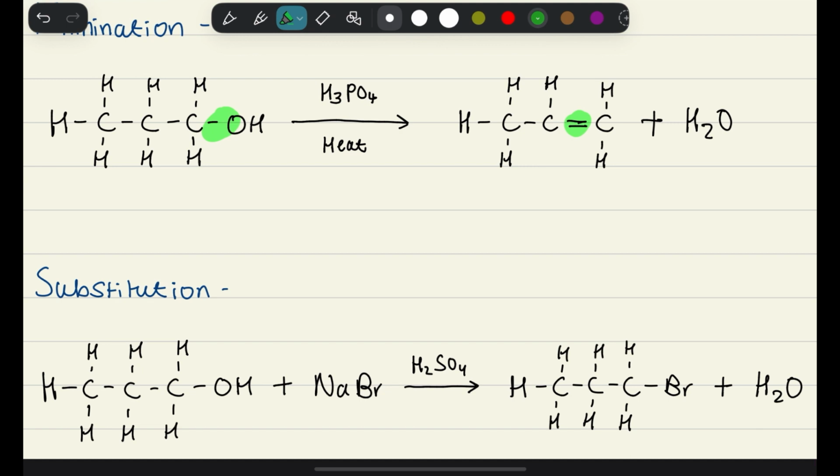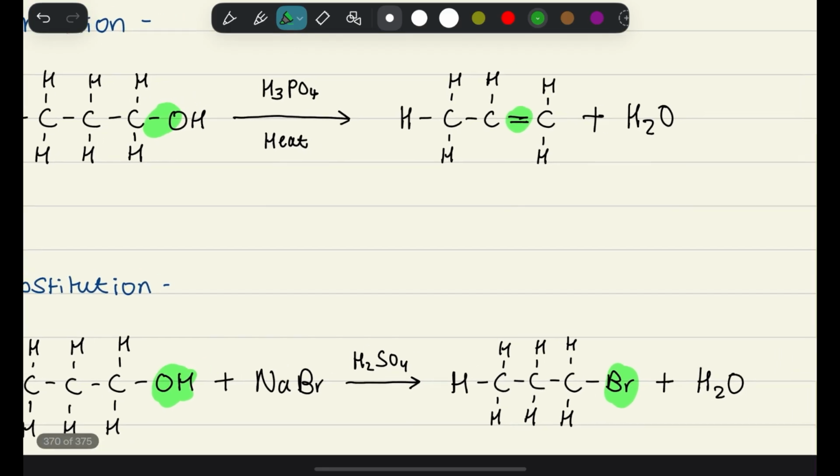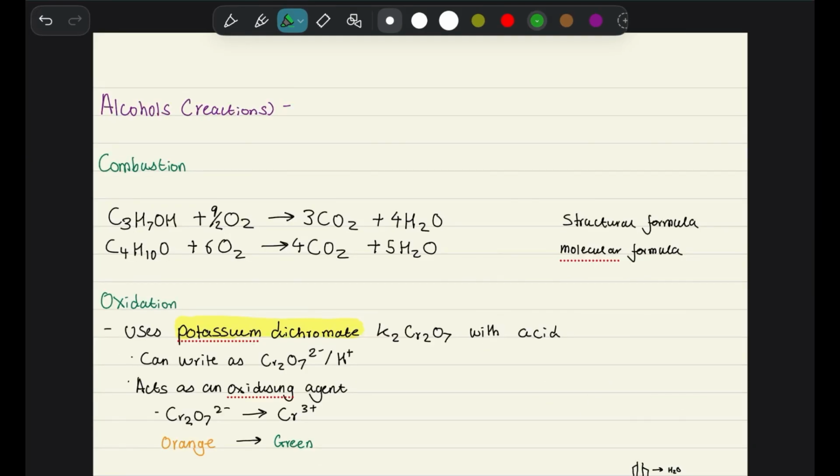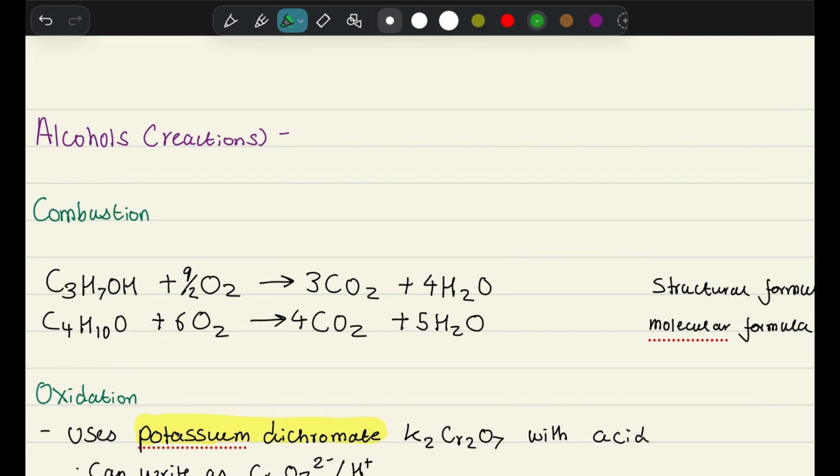Substitution happens as well. Substitution normally happens with sodium halides. I've used sodium bromide here, but you could have used sodium iodide, sodium chloride, whatever you want. What's happening is this OH group gets replaced by bromine or by whatever halogen you used. Yeah, and it also forms water. And just remember the acid catalyst as well. We put the catalyst above the arrow because the catalyst isn't actually partaking in the reaction, so it's not reacting.